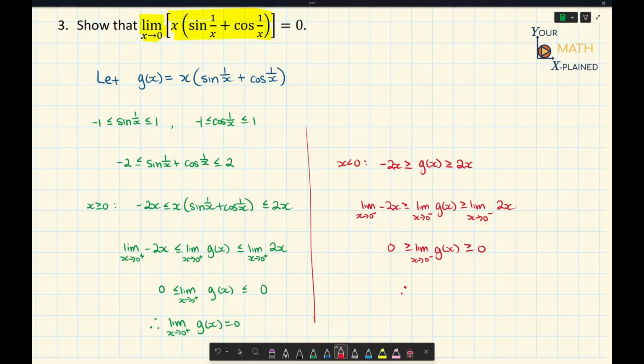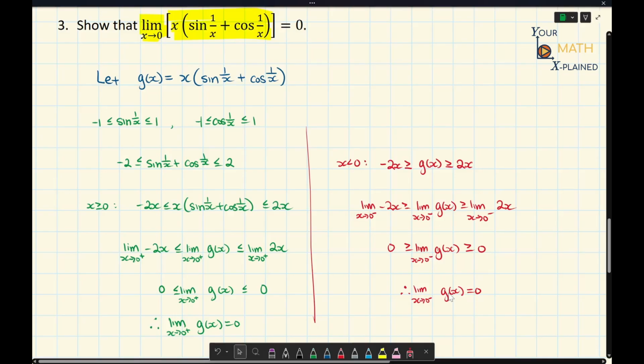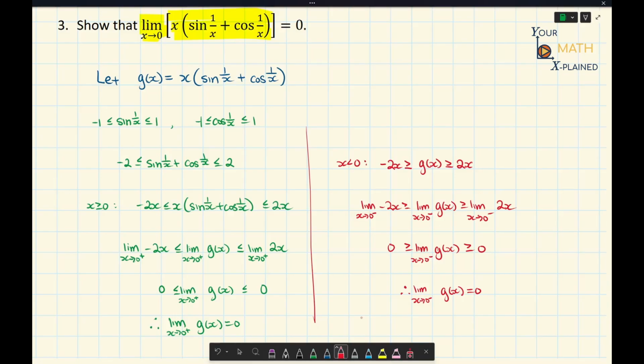So therefore, the limit as x approaches 0 from the left-hand side of our function g of x must also equal 0. And now we have the left-hand side limit going to 0 and the right-hand side limit also going to 0. So finally, we can say that the overall limit as x approaches 0 of our function g of x must equal 0.